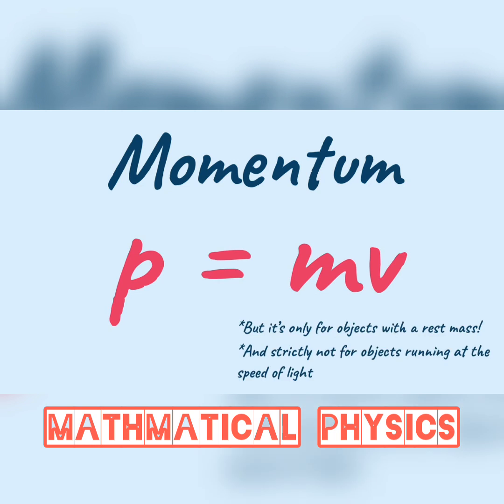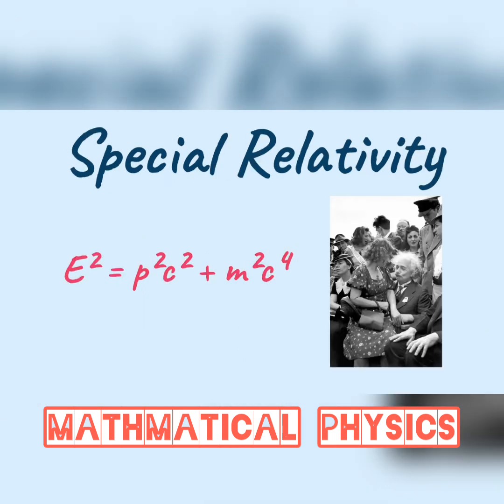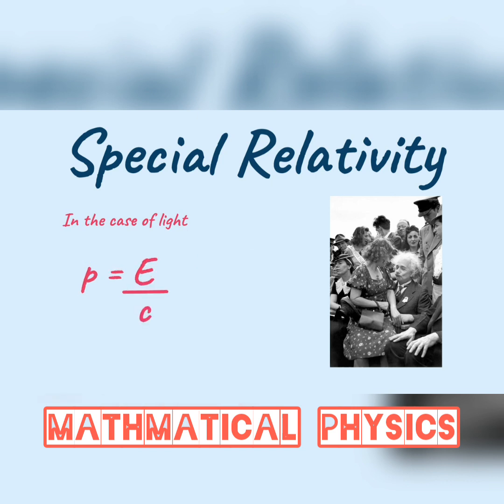and strictly not for the objects running at near speed of light. So for photons, the correct momentum is given by the special relativity, which states E squared equals P squared c squared plus m squared into c to the power 4. But in the case of light, our m squared into c to the power 4 becomes 0 because the mass of a photon is 0. So what we are left with is E squared equals P squared c squared. And when we transpose the values, we get P squared equals E squared upon c squared. And we can further simplify it into P equals E by c.